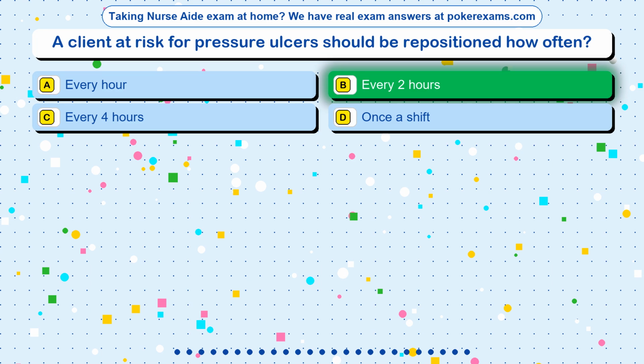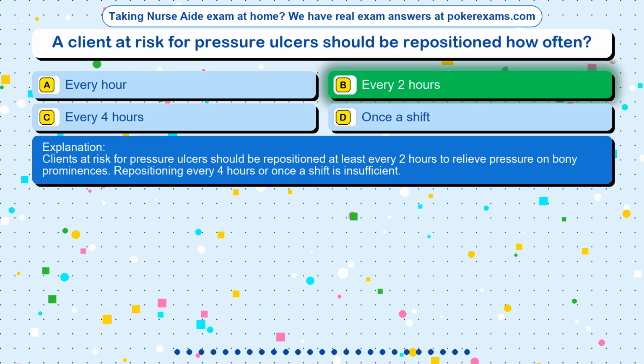The correct answer is option B, every 2 hours. Clients at risk for pressure ulcers should be repositioned at least every 2 hours to relieve pressure on bony prominences. Repositioning every 4 hours or once a shift is insufficient.